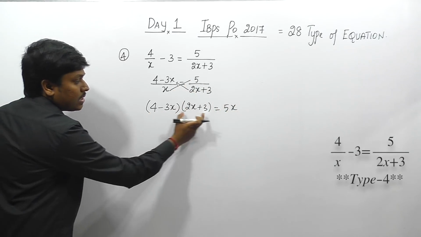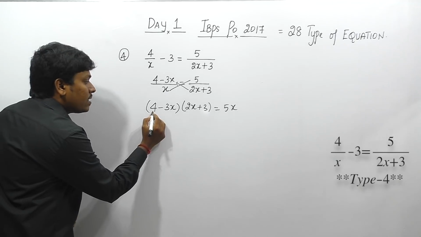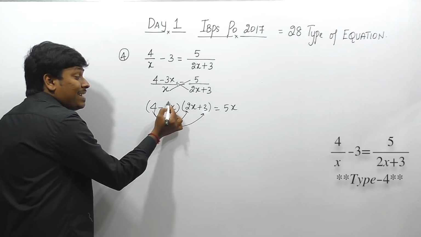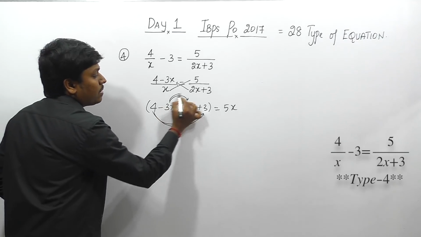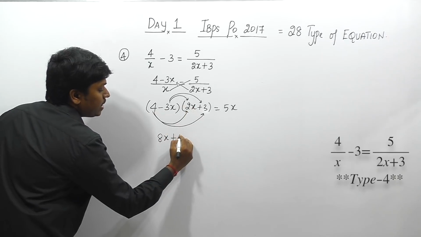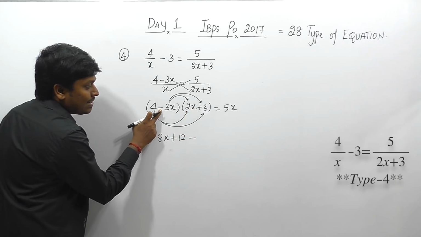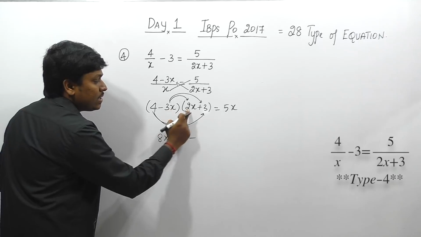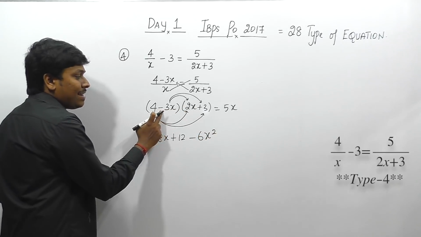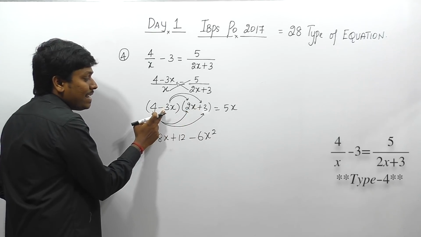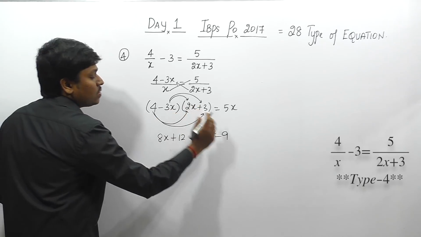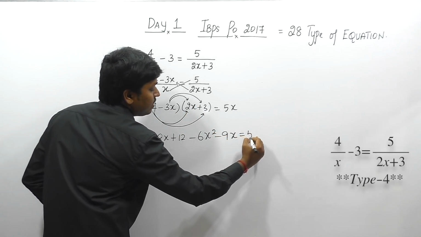So friends, totally there are two terms. First of all, keep 4 as constant, multiply with the two numbers, right? And next is keep minus 3x as common, then multiply with two numbers, right? So friends, 4 into 2 will be 8x, 4 into 3 will be 12. Minus of minus 3x into 2x, 3 into 2 will be 6, right? And x into x will be x square. Then minus 3x plus 3. Listen here friends, minus 3 into plus 3 will be minus 9. So minus 9, and x into 1 will be x. So minus 9x is equal to 5x.